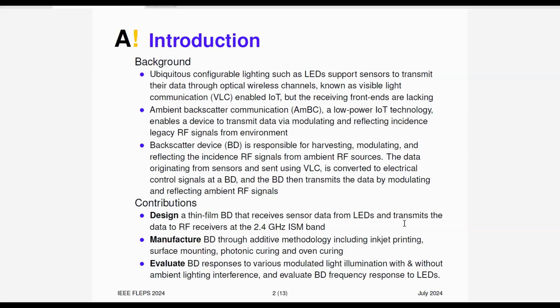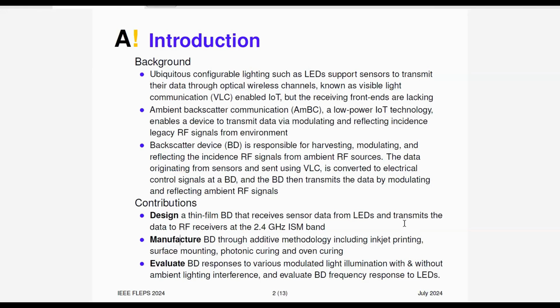The backscatter device, BD, is responsible for harvesting, modulating, and reflecting the incident RF signals from ambient RF sources. The data originating from the sensors are sent using VLC and converted to the electrical control signal at the backscatter device. The backscatter device then transmits the data by modulating and reflecting ambient RF signals.